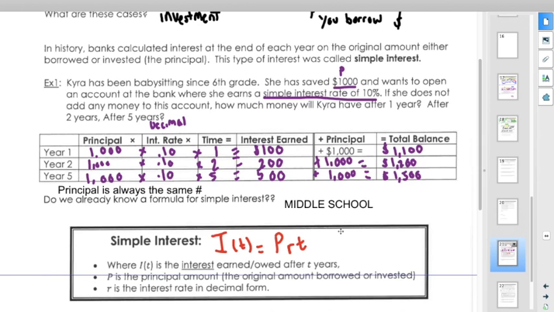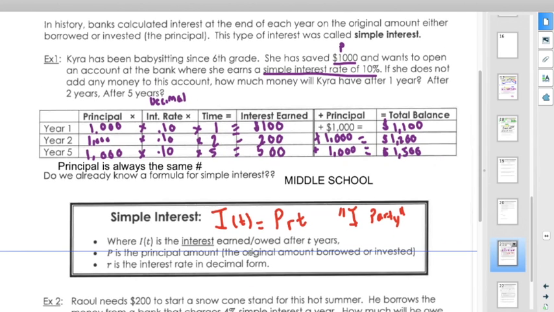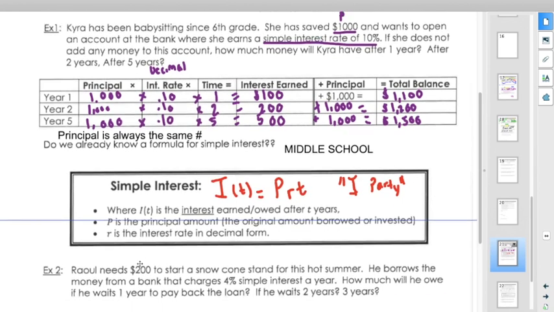When I was younger, I always remembered this as iParty, which sounds like iCarly, which is a show that was on when I was a kid. However you guys remember it. I equals PRT, where I is the interest earned or owed after t number of years. P is the principal amount, the original amount that's borrowed or invested, and then R is your interest rate.